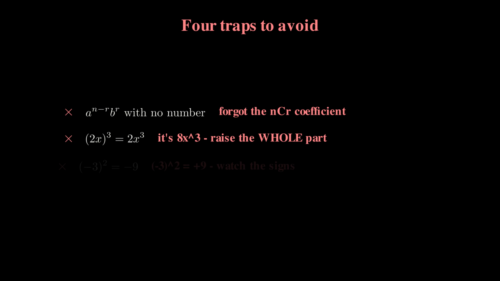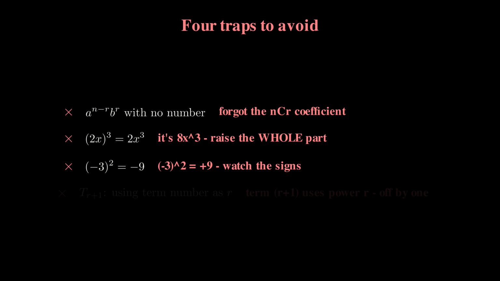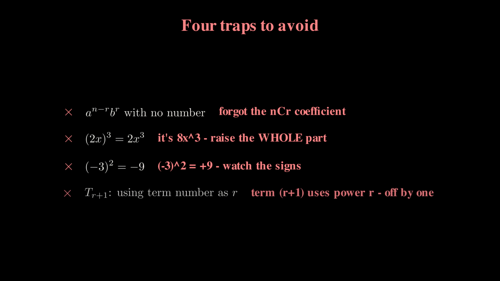And 4, the sneaky one. The general term T sub r plus 1 uses the power r. So the fourth term has r equals 3, not 4. Mixing up the term number with r is a constant source of lost marks. Dodge these, and the binomial theorem is free marks.